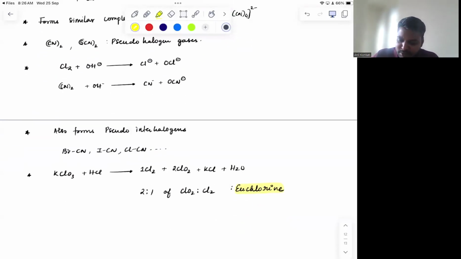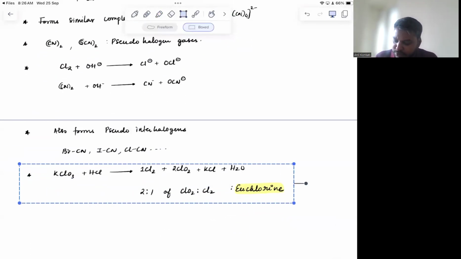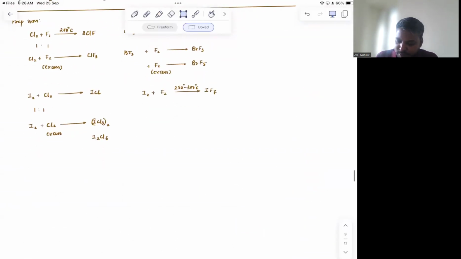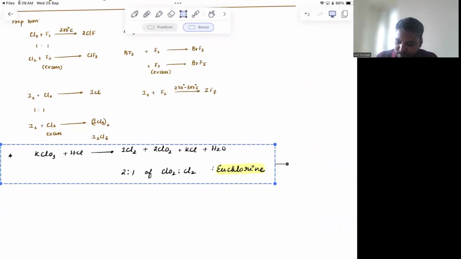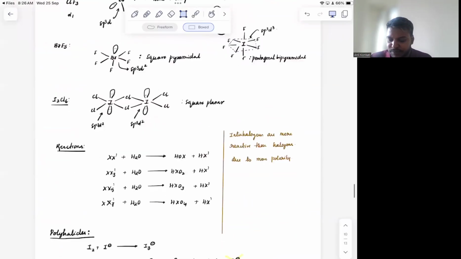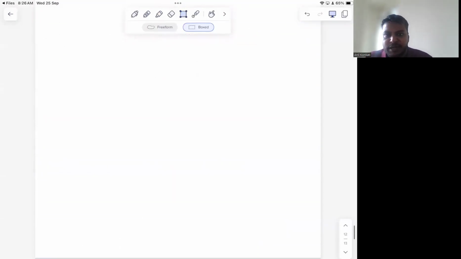I'll add this reaction back to that reactions sheet also. This is one important reaction sheet, guys. Okay, right. So we'll end it here.